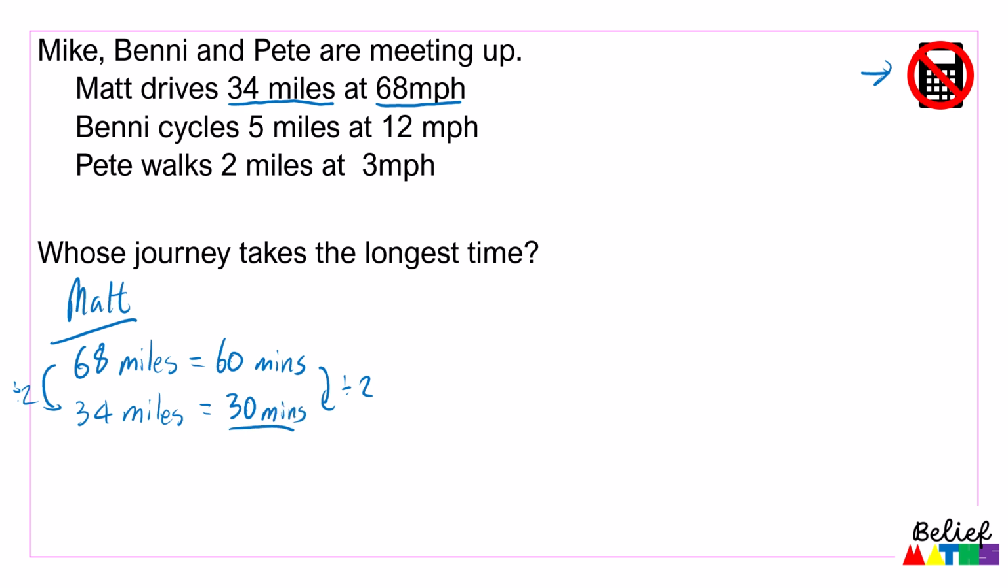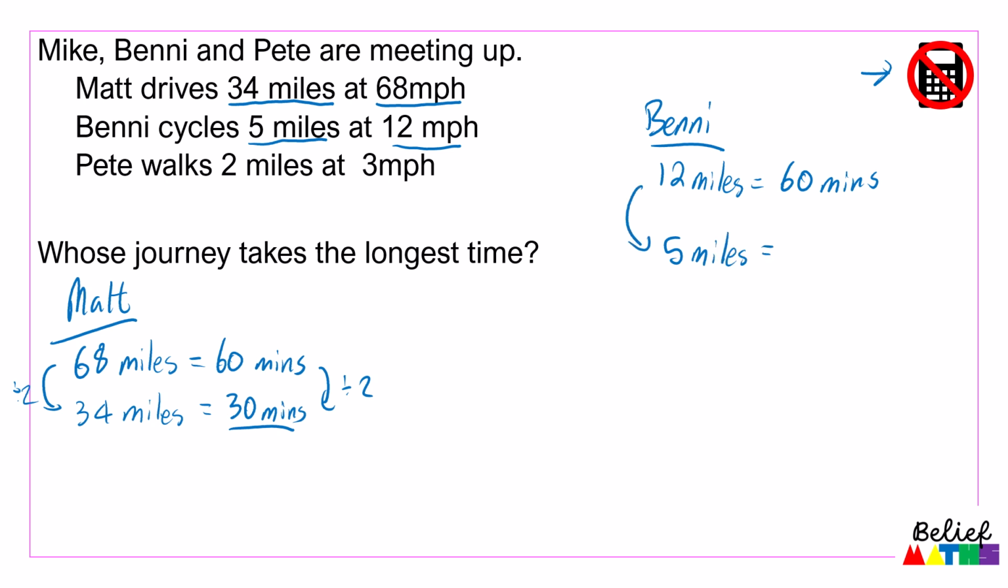If we do something similar for Benny, so Benny is traveling at 12 miles per hour. So again, that means 12 miles in 60 minutes or in 1 hour. And we're trying to travel 5 miles. Now getting straight to 5 miles, we can do in one go. We just need to find our scale factor. Now the scale factor we're going to use is new divided by old. So we're trying to get to 5, so 5 becomes our numerator, and we currently have 12, so 12 becomes our denominator. And then all we have to do is multiply the other side by 5 over 12.